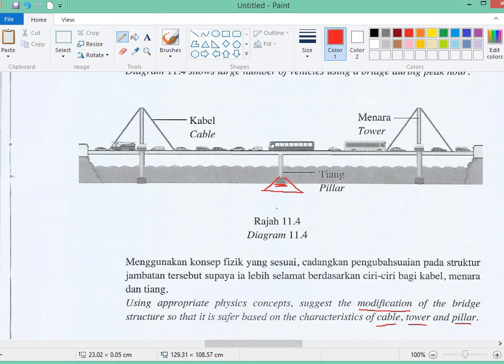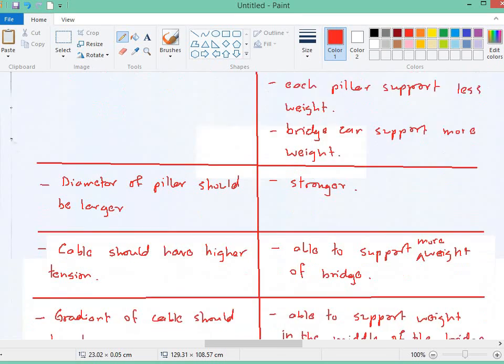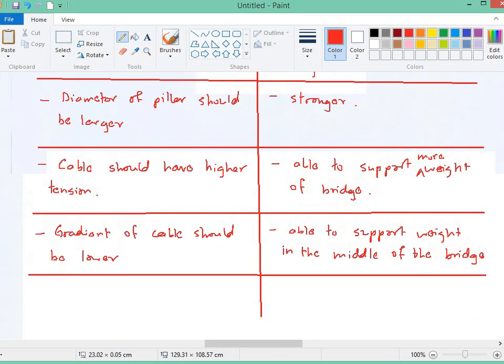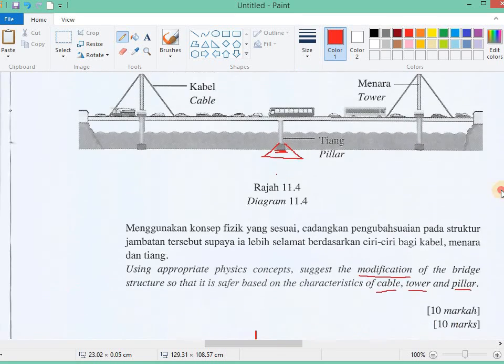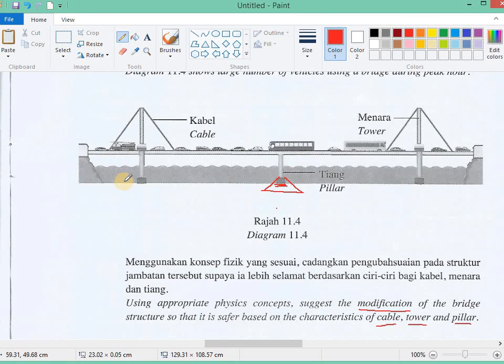And maybe you think, why not just put many pillars? Why not? Because maybe higher cost. That is one thing. Another reason is we want to allow big ships to pass through at the bottom. If you have too many pillars, then big ships cannot pass through.